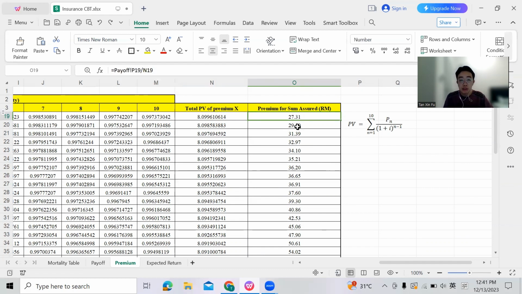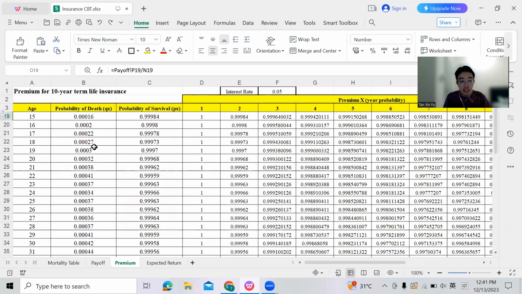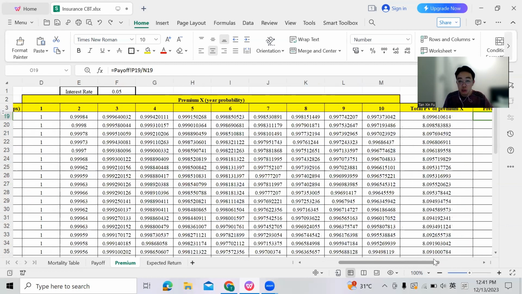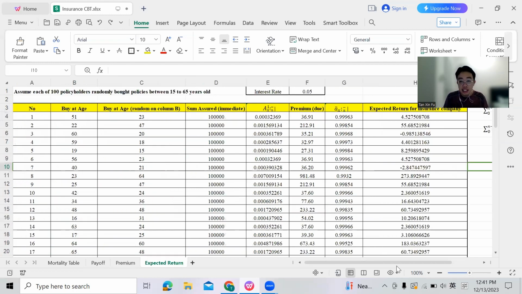So if we buy the policy at age 15, each year we should pay 27 ringgit 31 cent of premium. After we get a premium table for the ages from 15 to 65 years old, we can start to simulate the expected return for the 10-year term policy for the insurance companies. We can see that this is the simulation part.